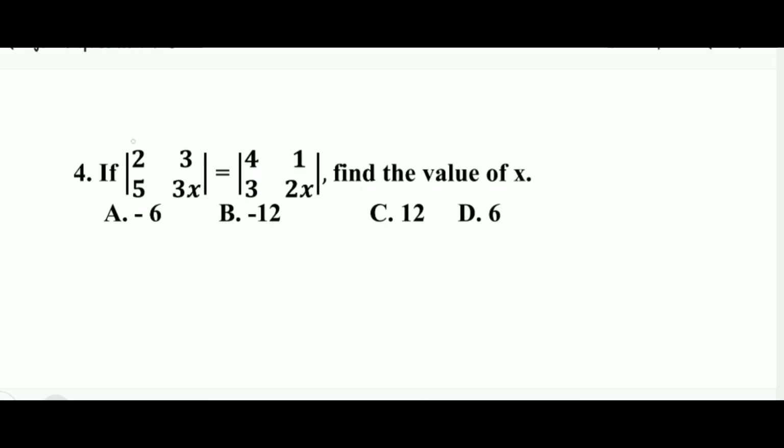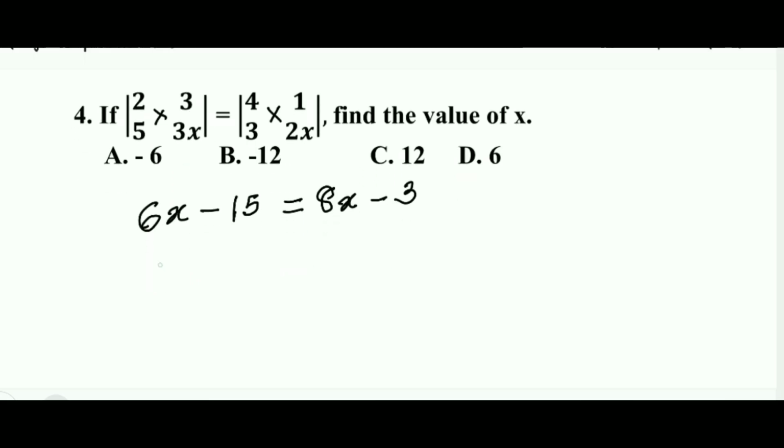And so what you need to do is to find the product of the right diagonal and then just subtract that from the product of the left diagonal. This is the diagonal here. This is the left diagonal and this is the right diagonal. So you find the product. Product means you multiply. So multiply this 2 times 3x, that's 6x, minus 5 times 3, 15, is equal to 4 times 2x, 8x, minus 3 times 1, and that's 3.